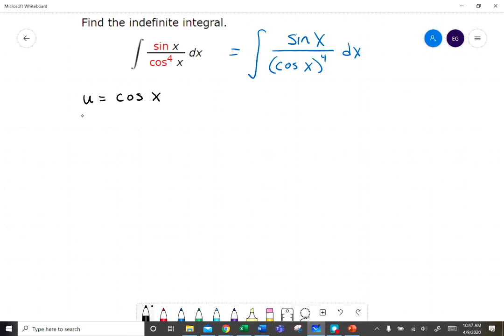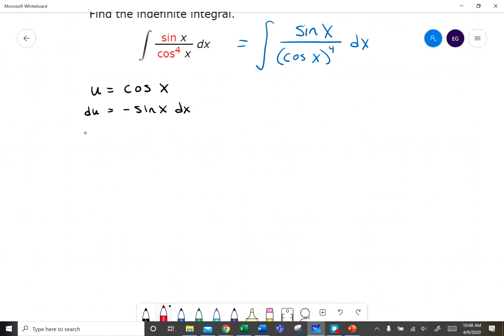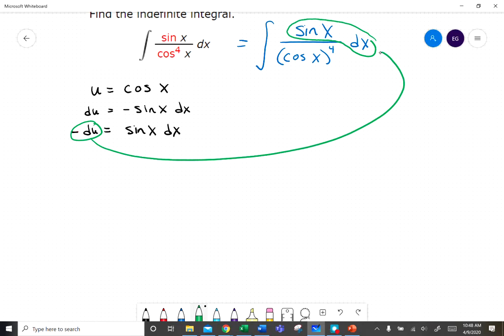And if u is cosine of x, then du is equal to the negative of the sine of x dx. And we don't have a negative sign in our integrand. We have sine of x. So let's multiply both sides by -1, and we'll say negative du is equal to the sine of x dx. Okay, so it looks like the sine of x dx will become a negative du.